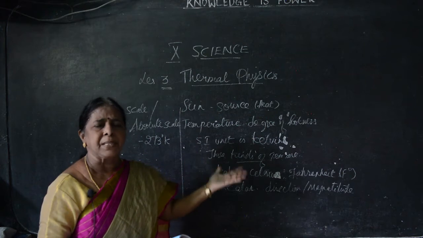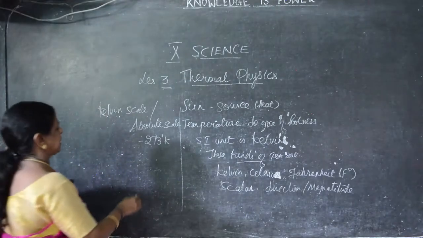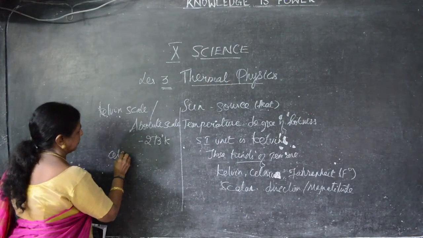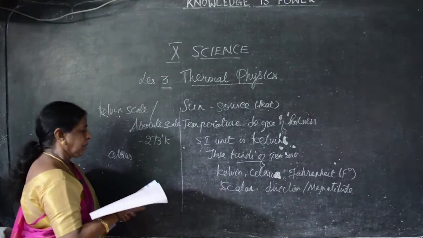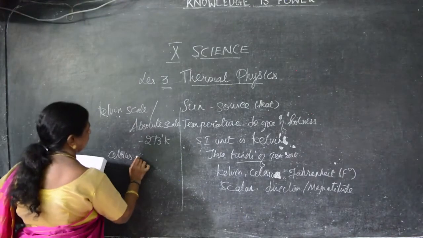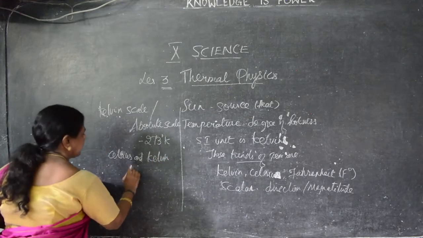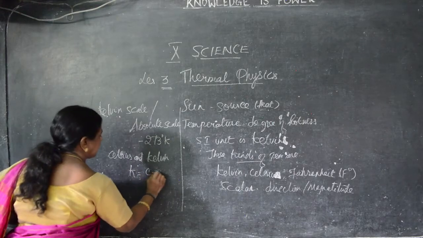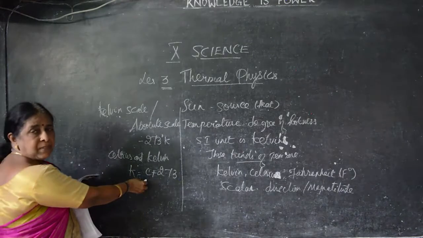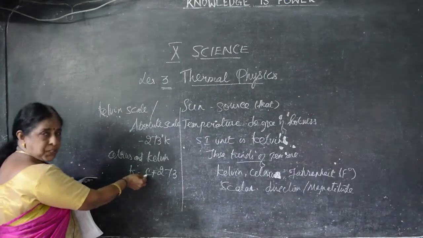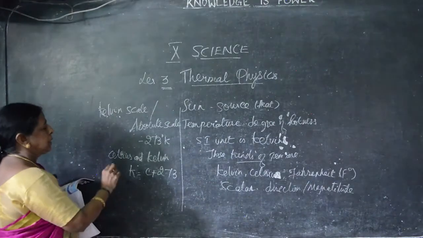Then we can easily convert Celsius into Fahrenheit, Fahrenheit into Celsius. So how to find out Kelvin from Celsius? K is for Kelvin. Kelvin is equal to Celsius plus 273. Suppose the temperature is given in Celsius and we want to find out how much Kelvin it is. You have to add the Celsius temperature given to you to 273. So this is the formula.